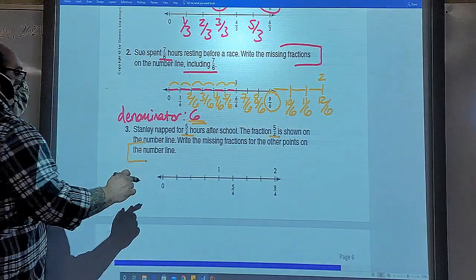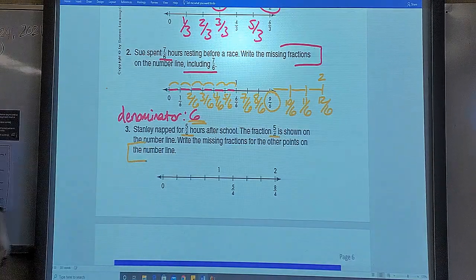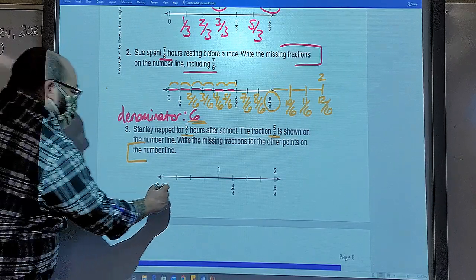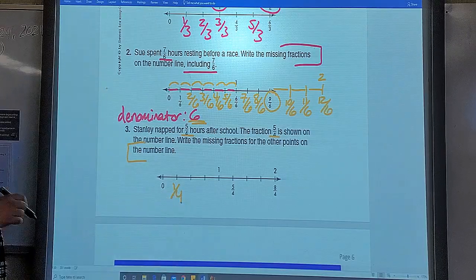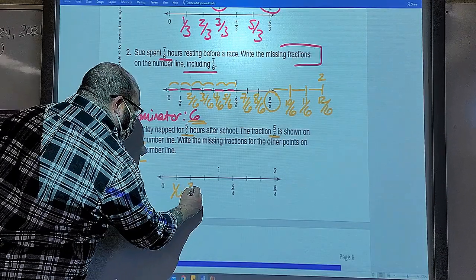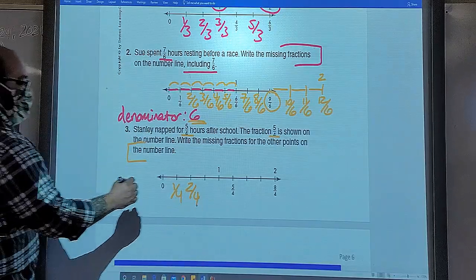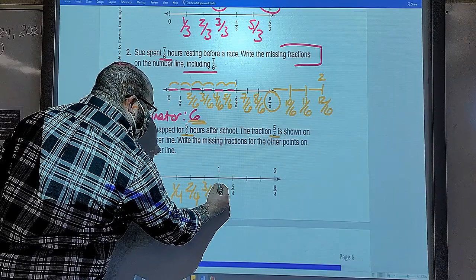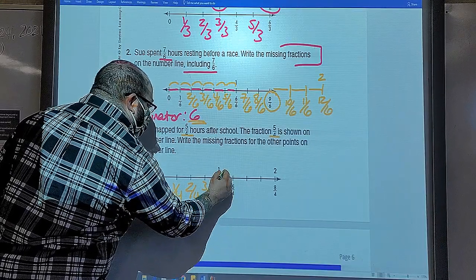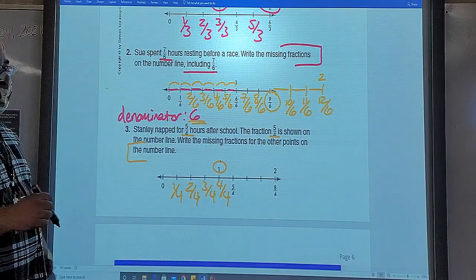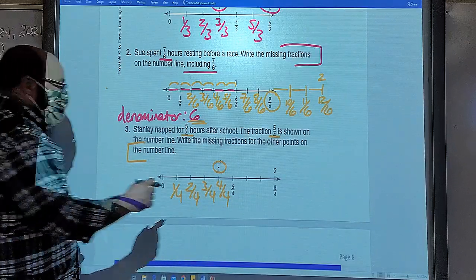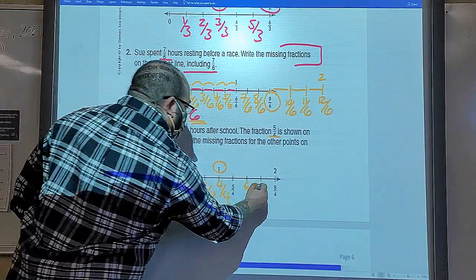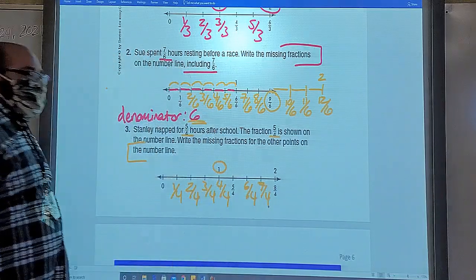Fraction 5/4 is shown on the number line. Write the missing fractions. So if that's 5/4, then what's our first one? Kylie? 1/4. What's our second one? Sellers? 2/4. Ian, what's our next one? 3/4. Talon, what's our next one? 4/4, which is the same thing as 1 whole. And we have 5/4. What comes after 5/4, Ariana? 6/4. And Andrew, what's after that? 7/4.